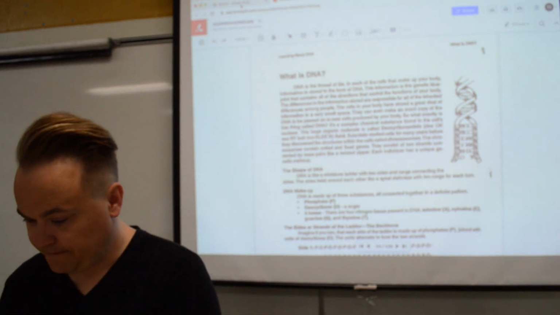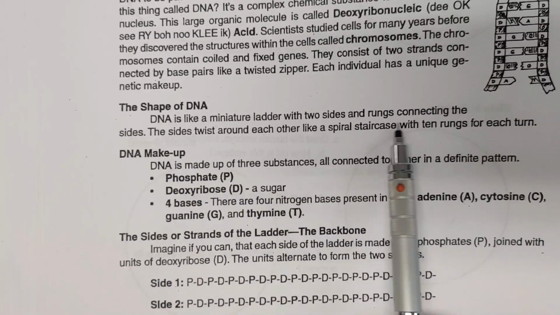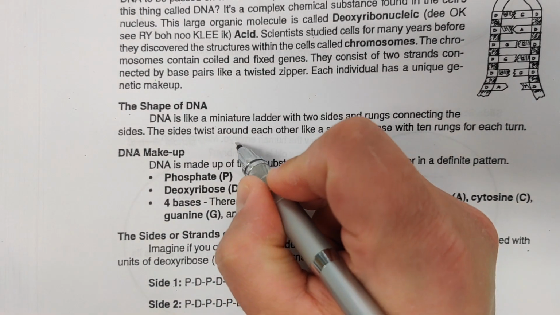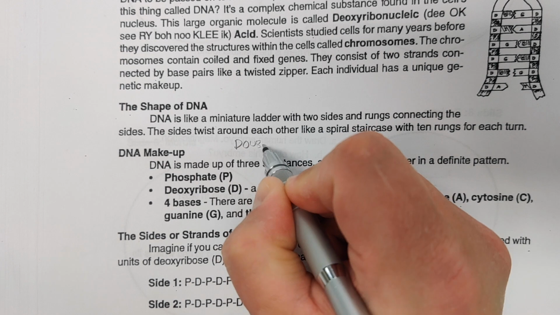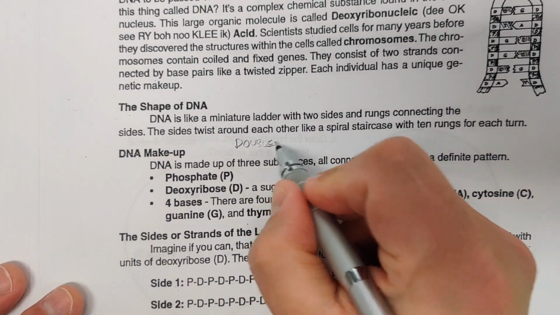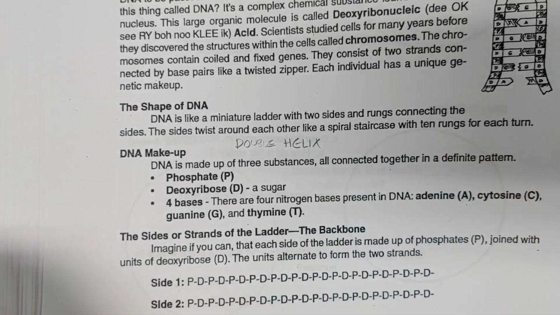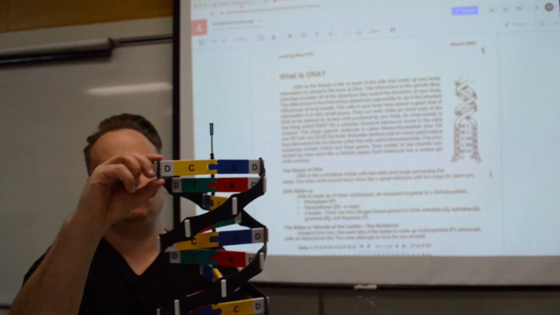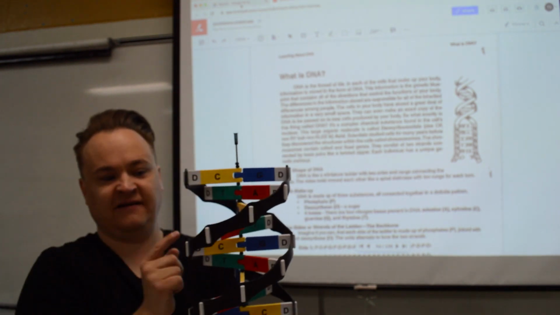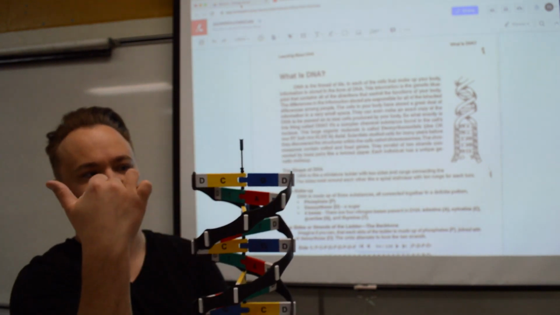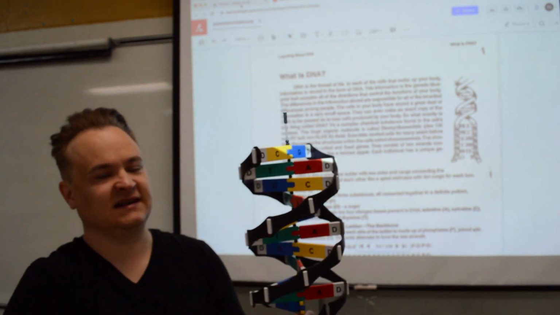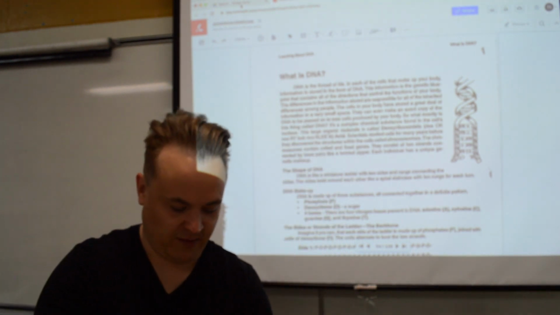The shape of DNA. DNA is like a miniature ladder with 2 sides and rungs connecting the sides. The sides twist around each other like a spiraled staircase. A word you might look for here: some people refer to DNA as a double helix shape. And that just means like a double staircase kind of with the sides. So once again, there's 2 separate outsides of this ladder, and then there's the rungs connecting them. So outside, outside, and they twist, and then there are these rungs that connect each other. We'll get right into that right away.